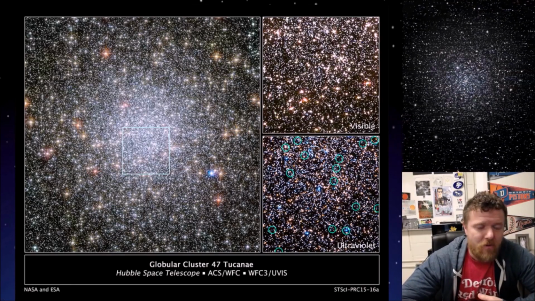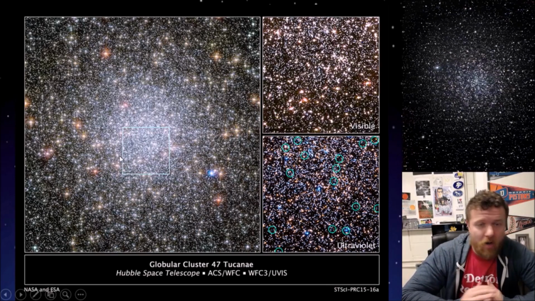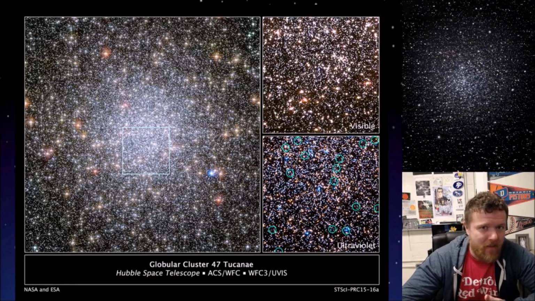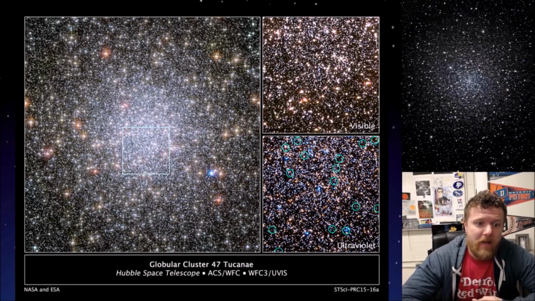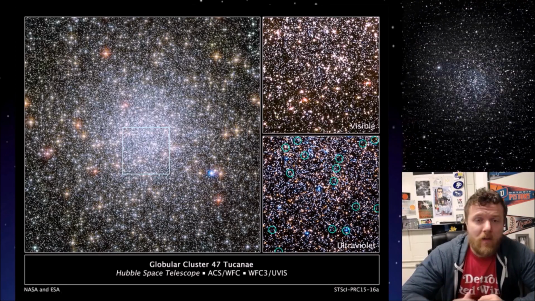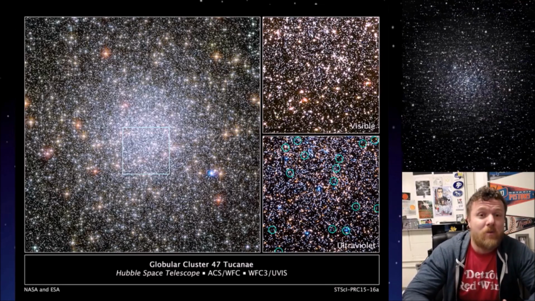I just told you that this is about 10.5 billion years old, which means all of the extra gas and dust has already been used up. There cannot be any new star formation in this star cluster. But right here, we have a blue star. And big giant blue stars can only last maybe 10 million years at the most.